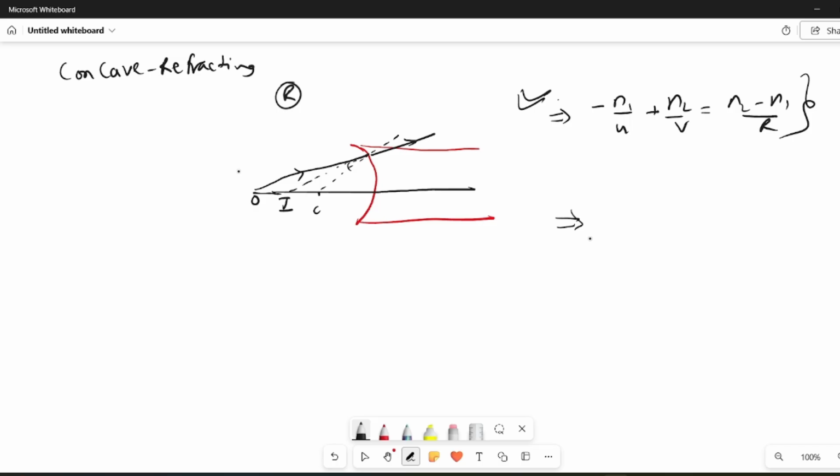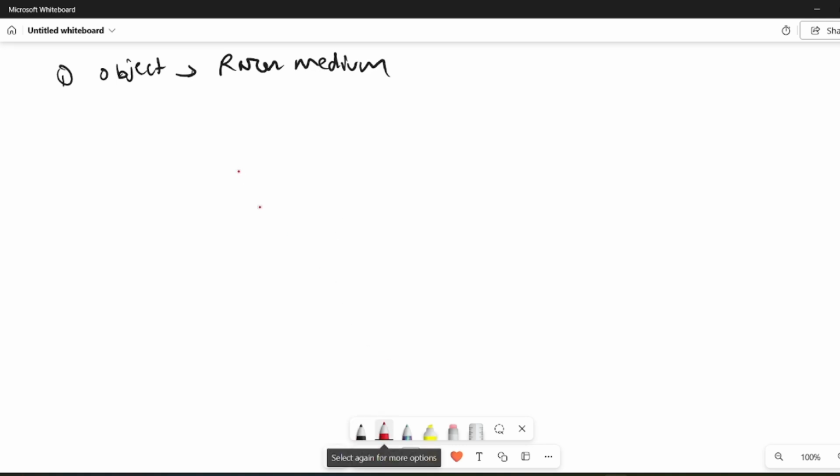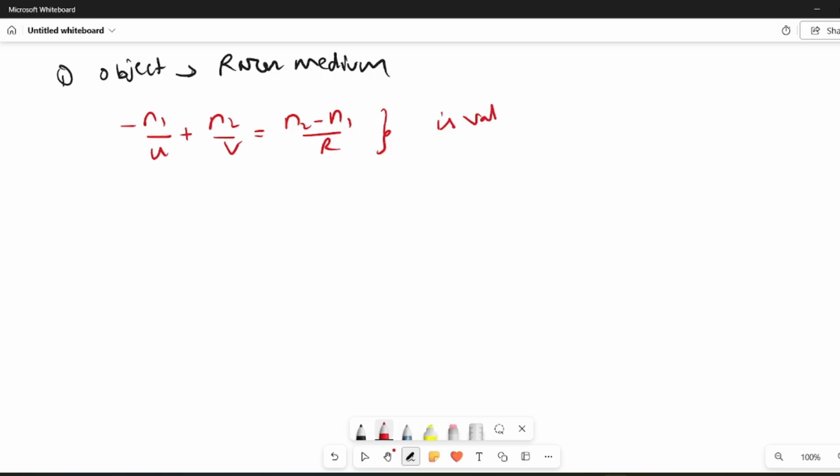The image nature might change, but the relation is going to depend on only one thing, and that is the object's placement. So the final result in this situation is that if your object is lying in the rarer medium, then the relation minus n1 upon u plus n2 upon v equals n2 minus n1 upon r is valid.